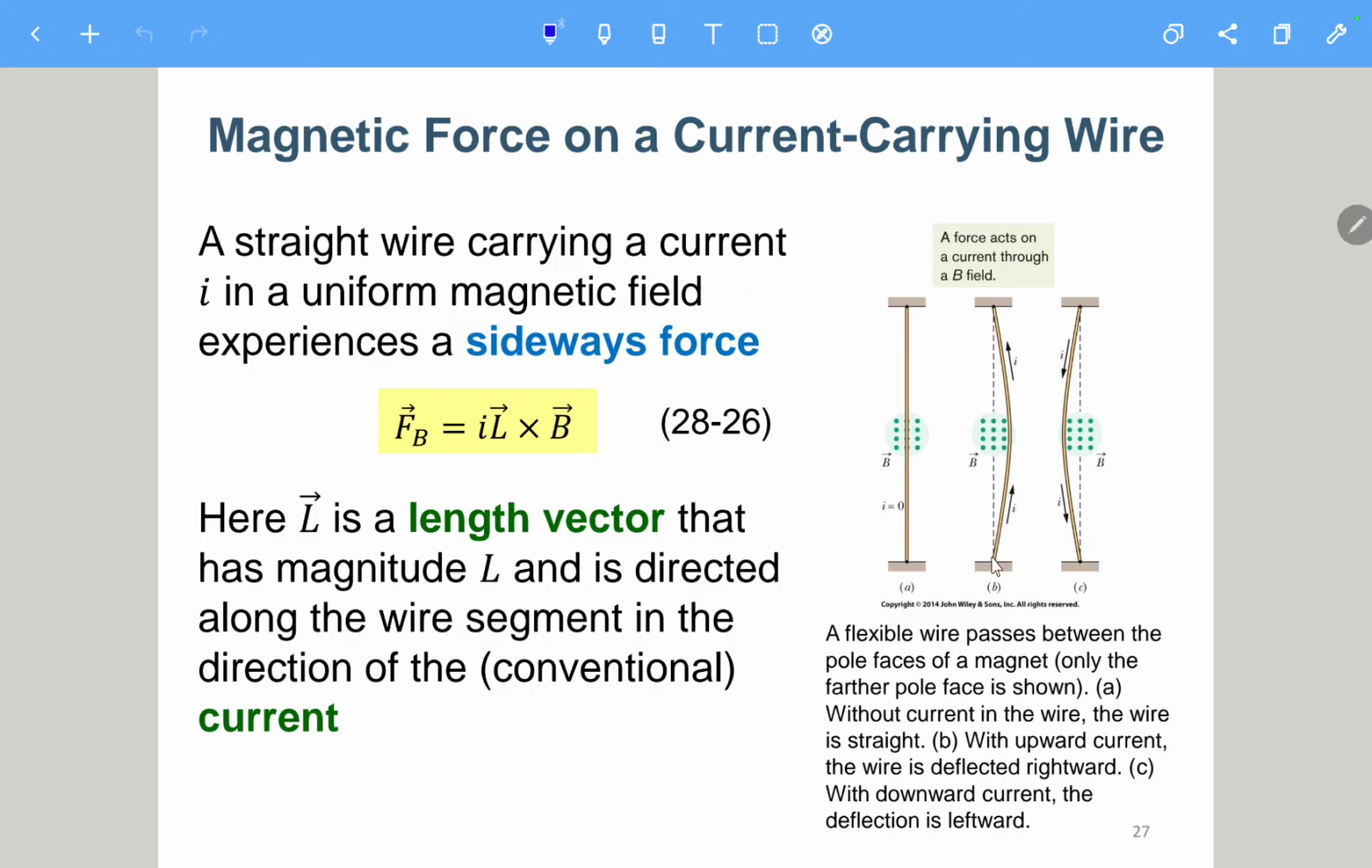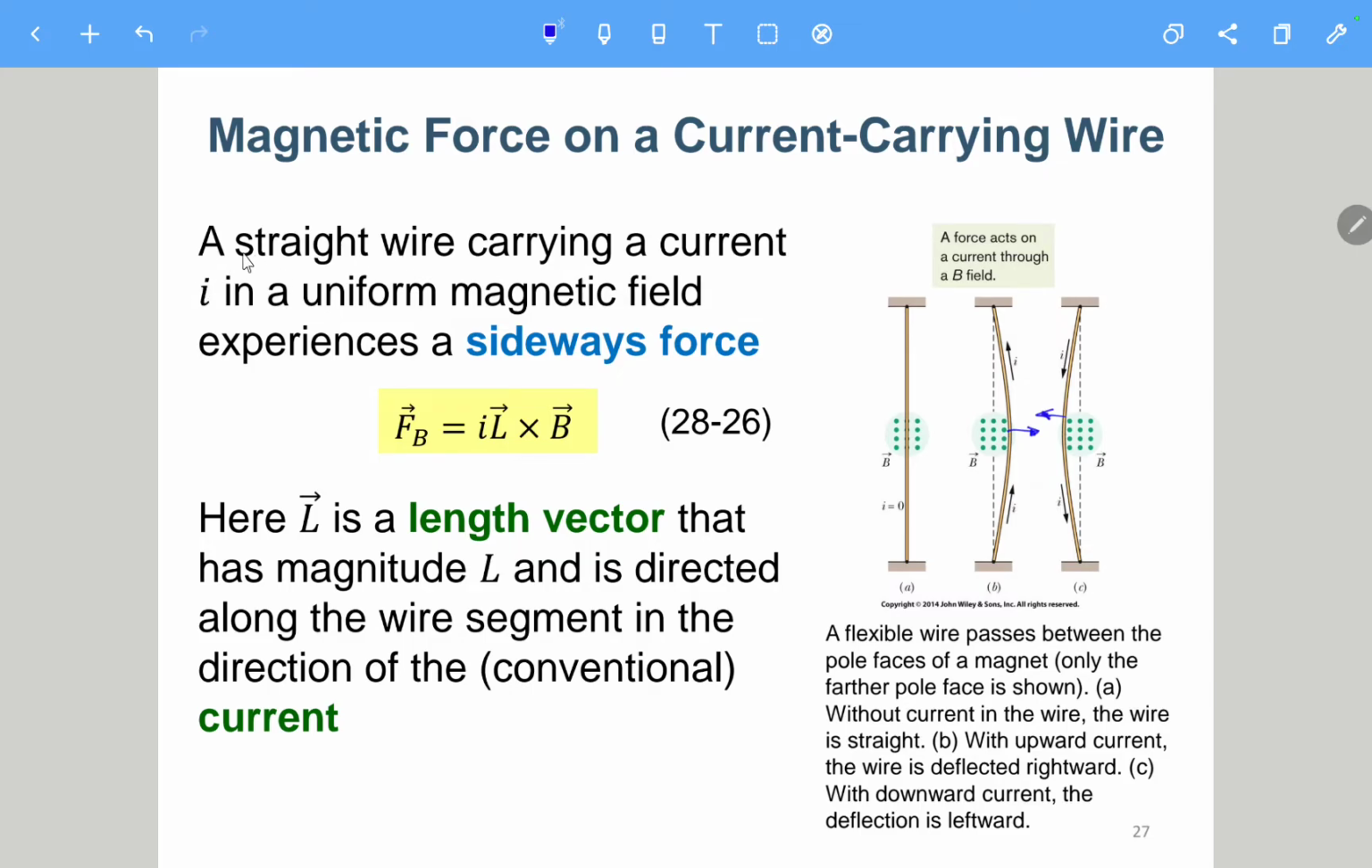So here, if we have current going from bottom to top, there will be a force acting on the wire to the right side, so that the wire bends to the right side. And if the current is going from top to bottom, there will be a force acting on the wire pointing to the left side, making the wire bend to the left.